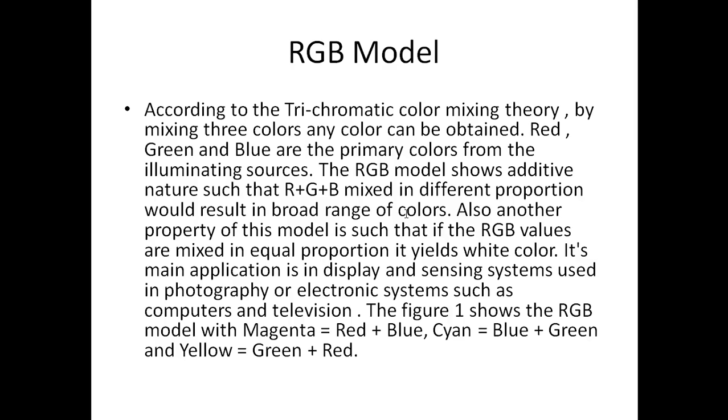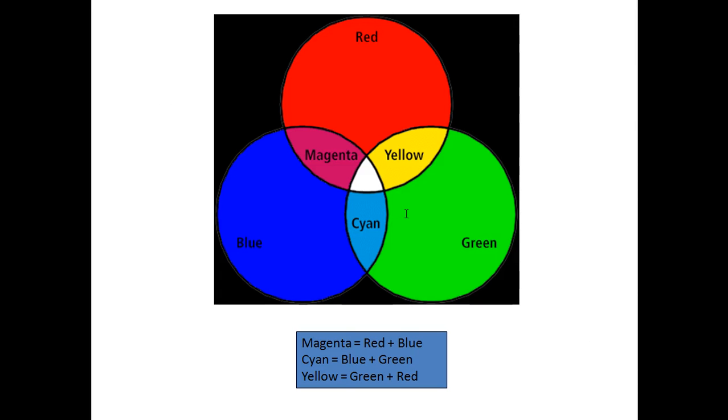So this is the image processing concept which was used. We extract the RGB values for every pixel in the leaf. Applications of the RGB model are generally in photographic equipment, sensing equipment, and display systems such as electronic systems, TV, and computers. This slide shows the RGB model. If we mix red and blue, we get magenta. If we mix red and green, we get yellow. If we mix blue and green, we get cyan. If we mix red, green and blue in equal proportions, we get the color white.